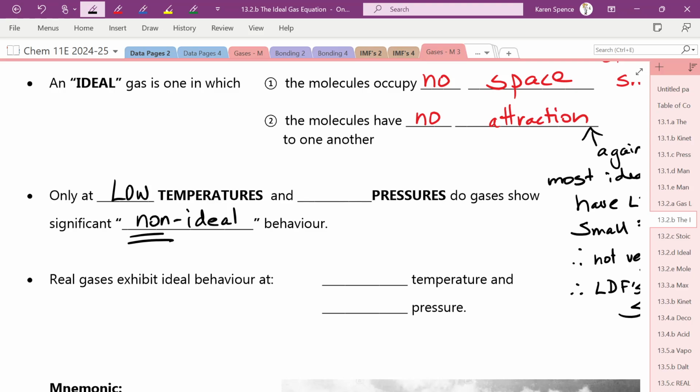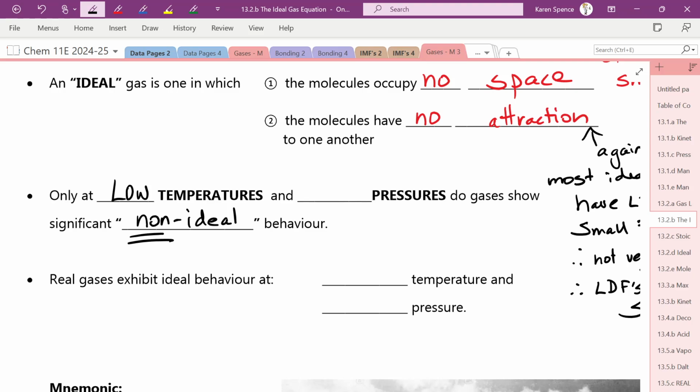We can take the volume and squish it. So if we're increasing pressure, is that going to result in a more ideal gas or a less ideal gas? It's going to be less ideal. Why? Because they're closer to each other, so the IMFs become more significant.